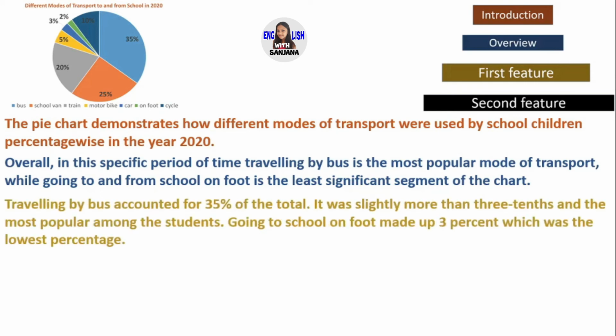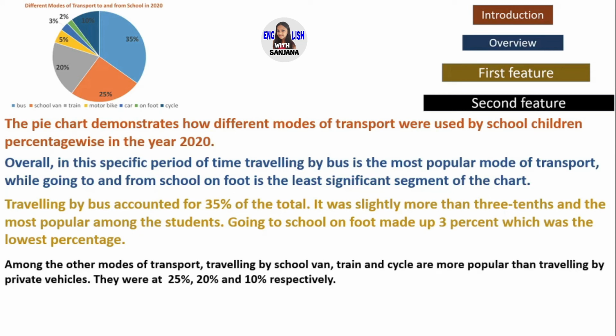First feature. Traveling by bus accounted for 35% of the total. It was slightly more than 3/10 and the most popular among the students. Going to school on foot made up 3%, which was the lowest percentage.